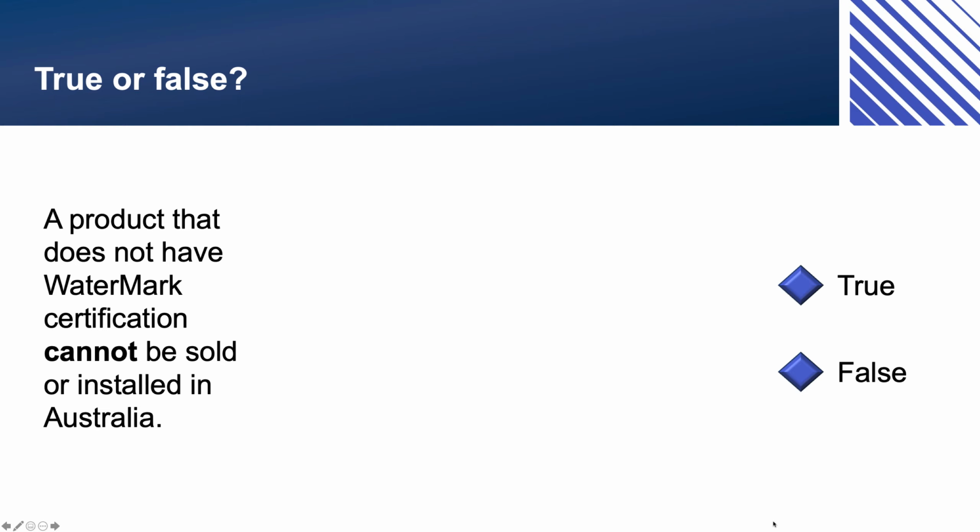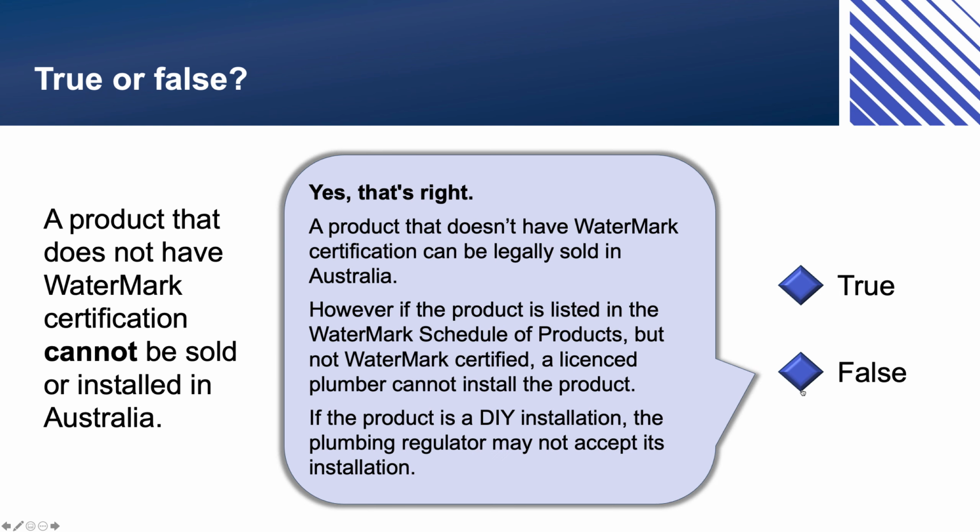True or false? A product that does not have WaterMark certification cannot be sold or installed in Australia. Take a moment to consider your answer. Yes, that's right. A product that doesn't have WaterMark certification can legally be sold in Australia. However, if the product is listed in the WaterMark schedule of products but not WaterMark certified, a licensed plumber cannot install the product. If the product is a do-it-yourself installation, then the plumbing regulator may not accept its installation.